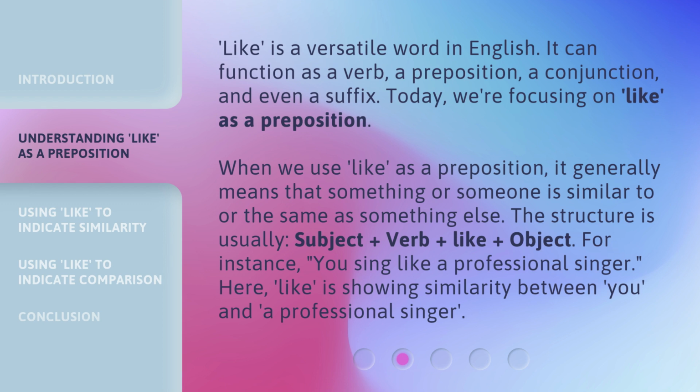When we use like as a preposition, it generally means that something or someone is similar to or the same as something else. The structure is usually subject plus verb plus like plus object. For instance, you sing like a professional singer. Here, like is showing similarity between you and a professional singer.